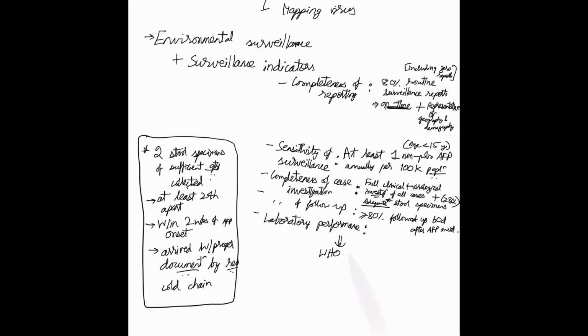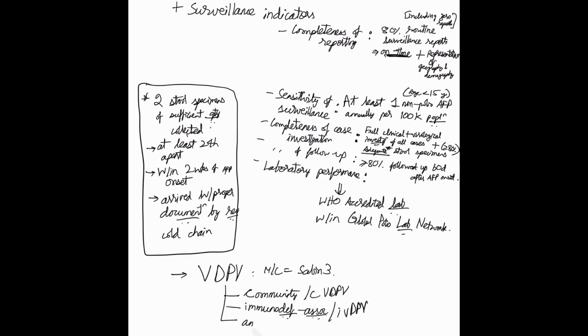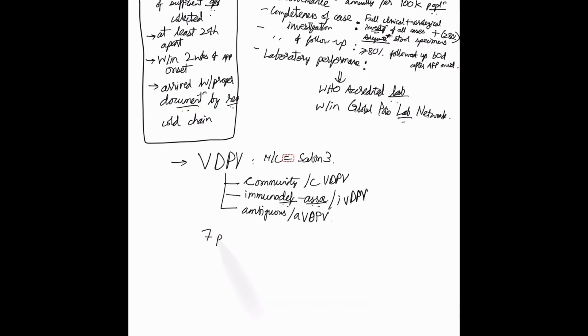And then adequacy of follow-up: more than 80% of the cases must be followed up 60 days after the onset of AFP. And laboratory performance: you must get it tested in a WHO accredited laboratory within the Global Polio Laboratory Network. Then we also deal with vaccine-derived poliovirus, the most common of which is due to the Sabin 3 vaccine.